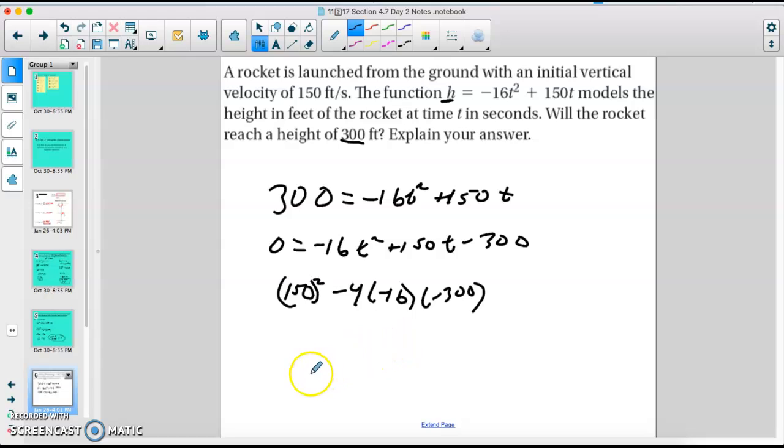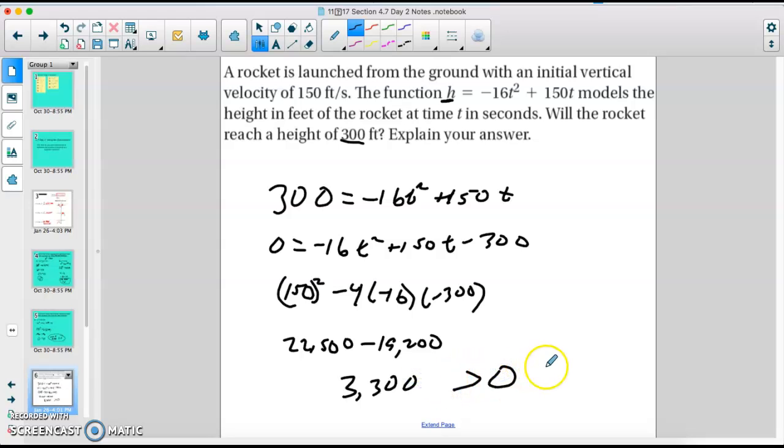And what you're going to end up with is 22,500. And then all of this multiplied together is -19,200. And so we're left with 3,300. That number is bigger than 0. And so the answer here is yes, it will. Will the rocket reach a height of 300? Is greater than 0? Yes. So if the determinant turns out greater than 0, our answer is yes.